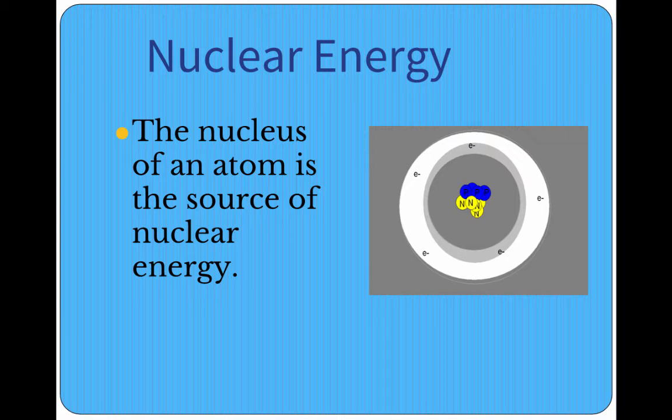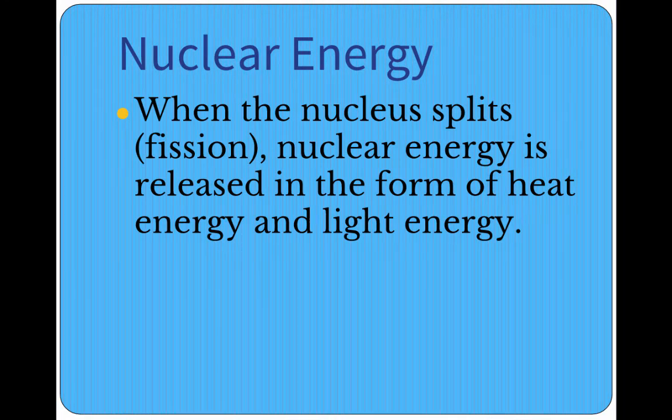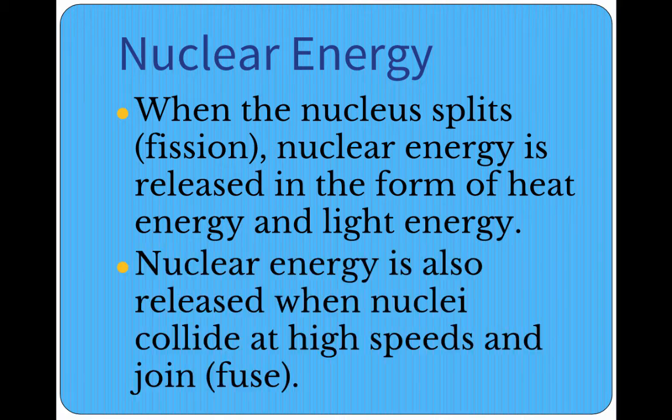Nuclear energy is found in the nucleus of an atom. It is where nuclear energy is stored. Nuclear energy is what holds protons and neutrons together. When the nucleus splits, that's called fission. Nuclear energy is released in the form of heat and light. Nuclear energy is also released when the nuclei collide at such a high speed that they join together. That's called fusion.